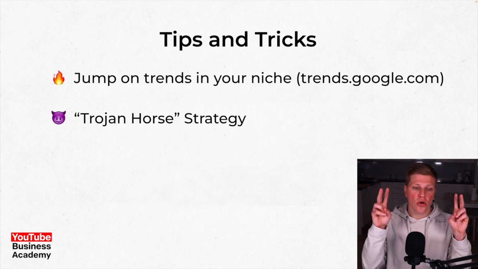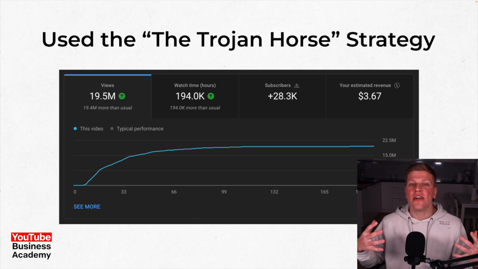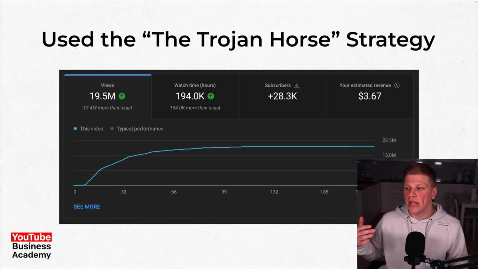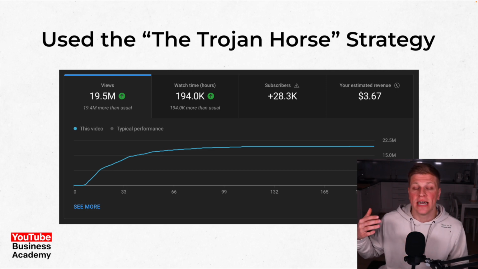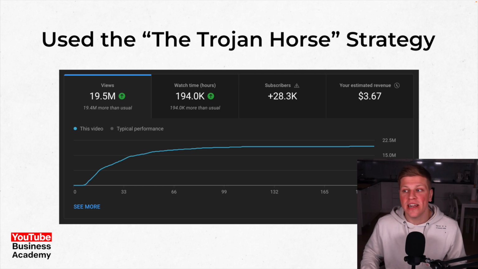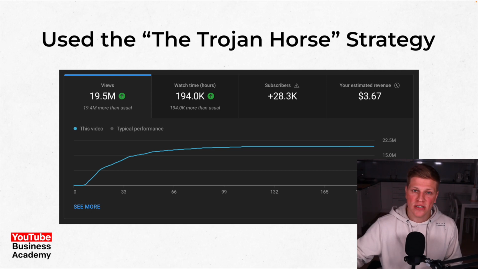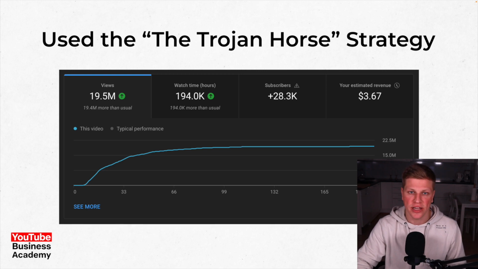Second of all is the so-called Trojan horse strategy. And what this means is you leverage someone else's name. So for example, let's say that I make a video about Tesla, okay? Tesla has a big audience, right? And if I make a video saying that Tesla is going to be the first $10 trillion company, and I make a clickbaity title, well, then the people who are following Tesla and who are fans of Tesla might actually watch that video. And with this video right here, we used the Trojan horse strategy and we got 19.5 million views.